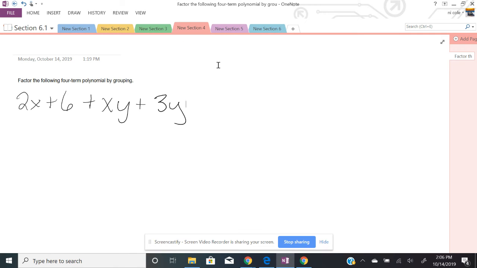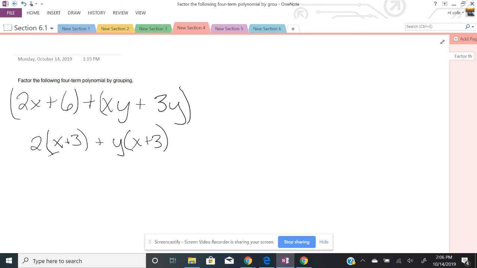So for example, if you get something that has 4 terms, you're going to probably want to factor by grouping. So you look at 2x plus 6, what do they have in common? I would say 2, leaving you x plus 3. And then what does xy plus 3y have in common? Well, they have a y. So you're going to go y, x plus 3.